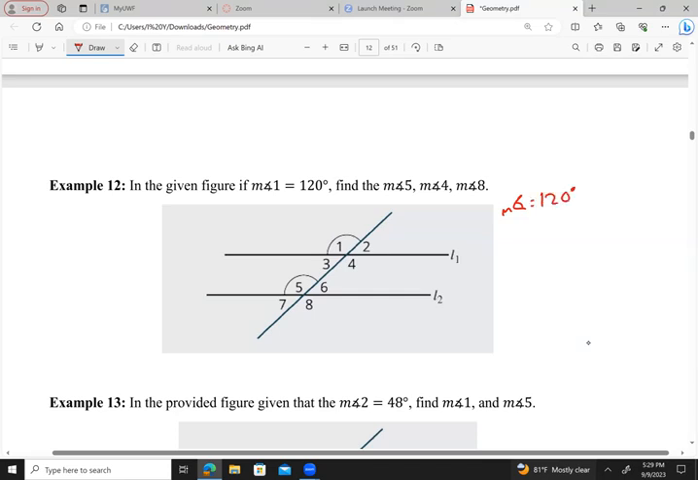Now what about angle 4? Well, angle 4 is a vertical angle to angle 1. Then the measure of angle 4 is also 120. And number 8, same thing. The measure of angle 8 is going to be equal, vertical to 5.